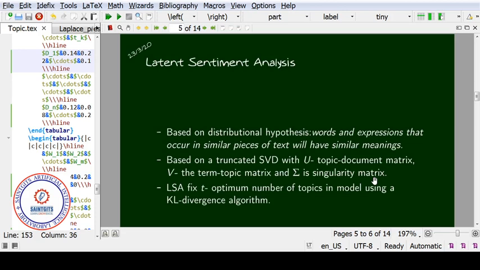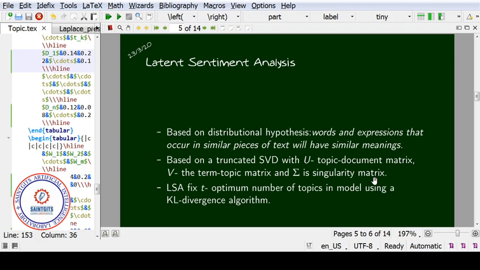First of all, we are going to discuss latent sentiment analysis or LSA. This LSA is based on the distributional hypothesis. The distributional hypothesis says that words and expressions that occur in similar pieces of text will have similar meanings. That means if some words come together and give some information, and the same words come together in another context, then the meaning is the same. They share the meaning. They try to capture that similarity, and that similarity means the covariance. If the covariance is minimum, the similarity is more.